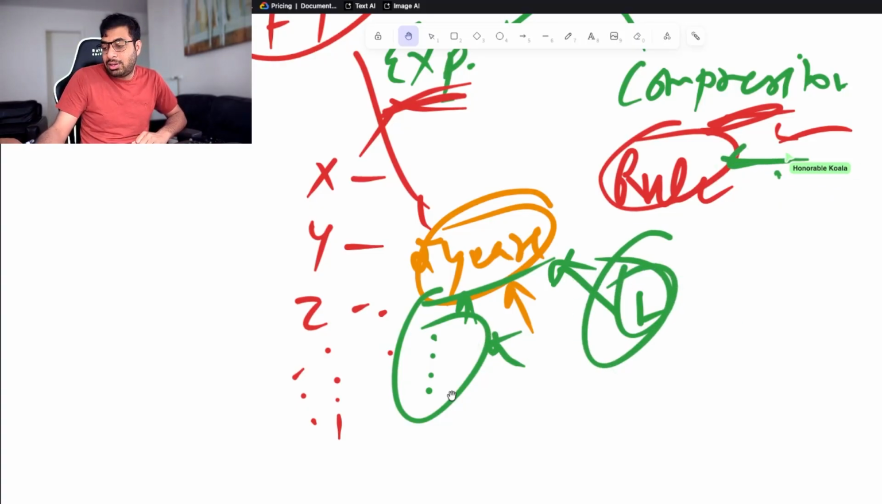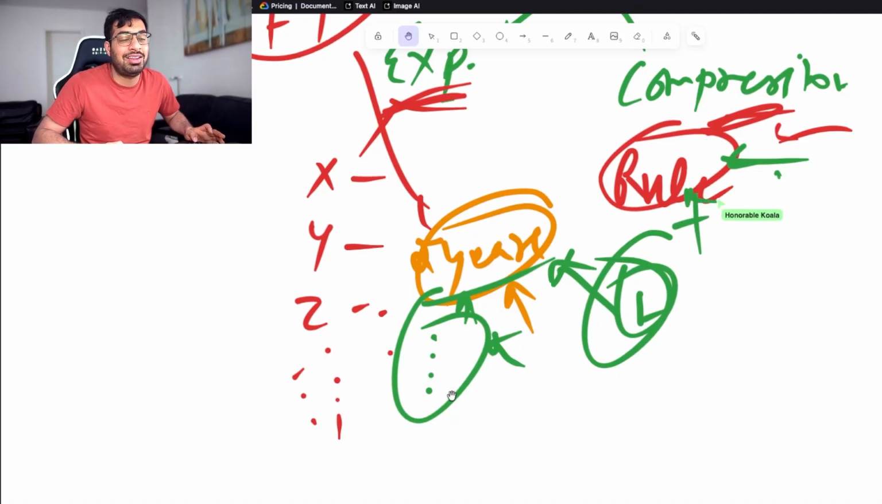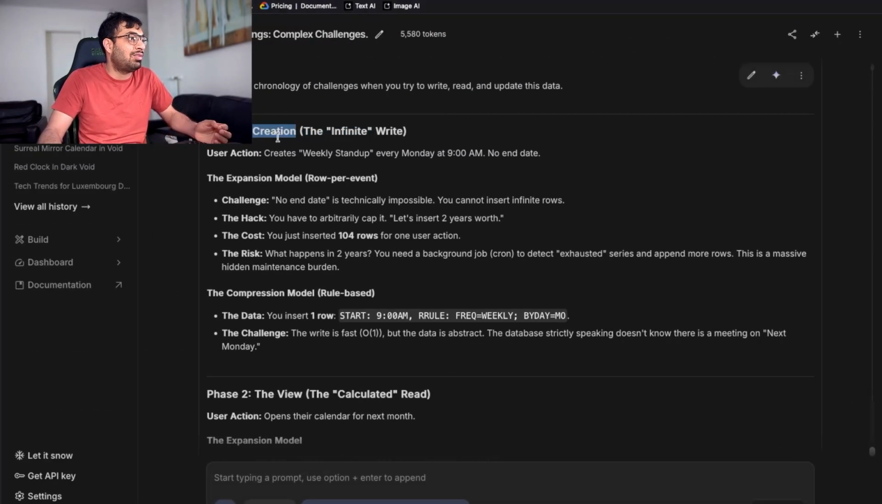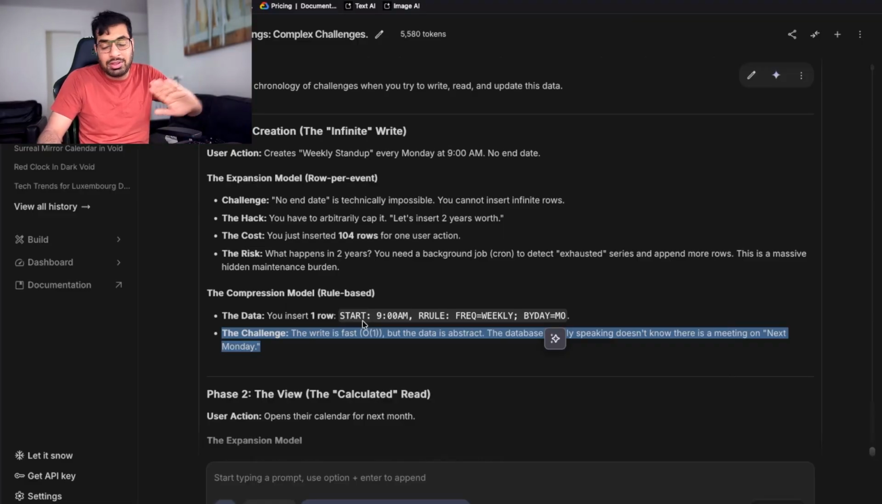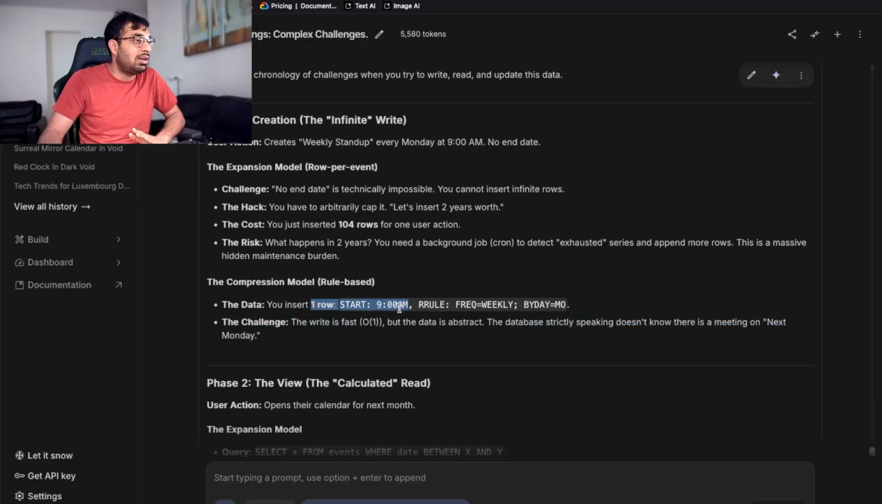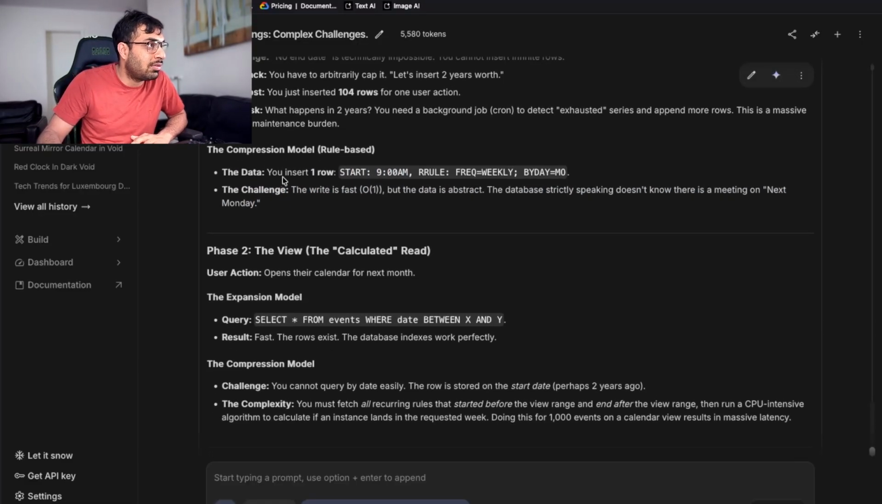But here you don't have any such problem. You can have an infinite series without any problem because you're not inserting anything into the DB. But that's just the first thing, right? The creation of infinite. Okay, the database doesn't know where the next meeting is. I mean, there are going to be challenges, but at least you can have infinite meetings via this approach.